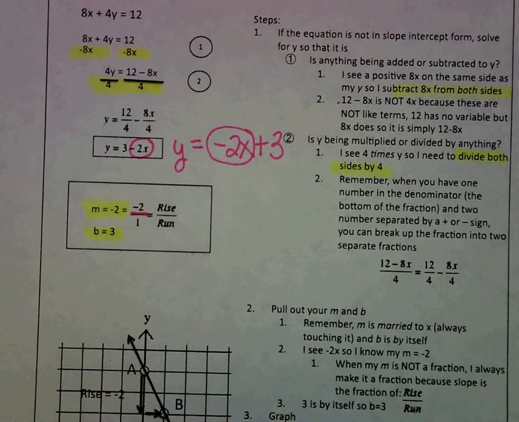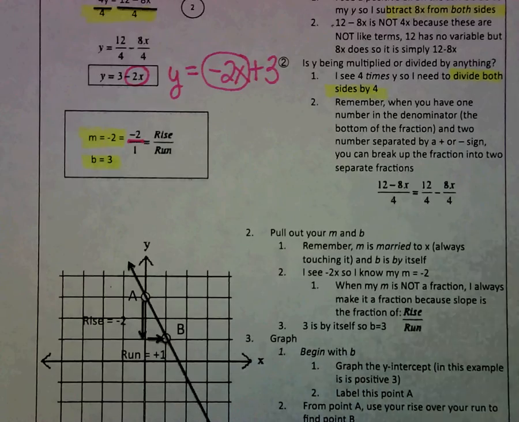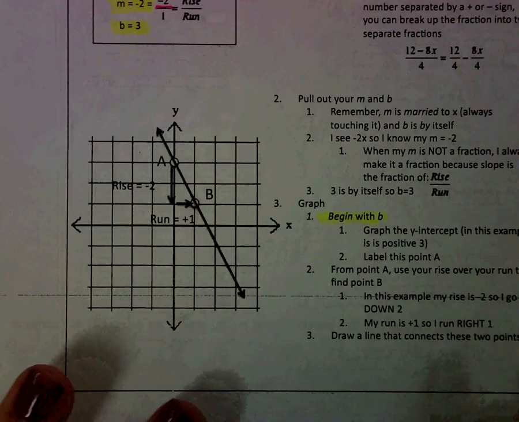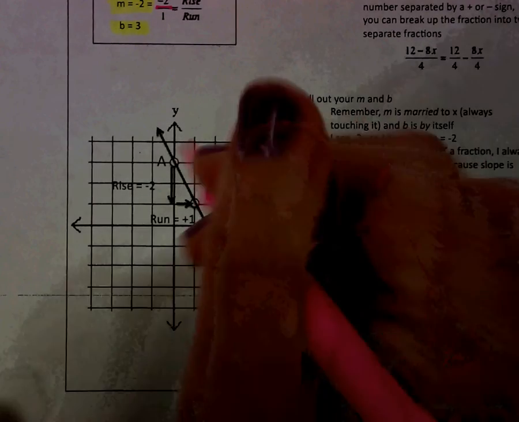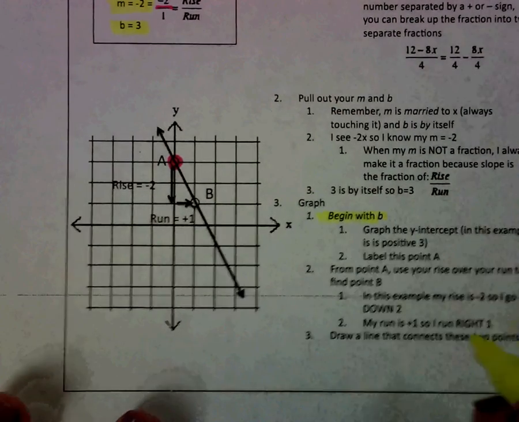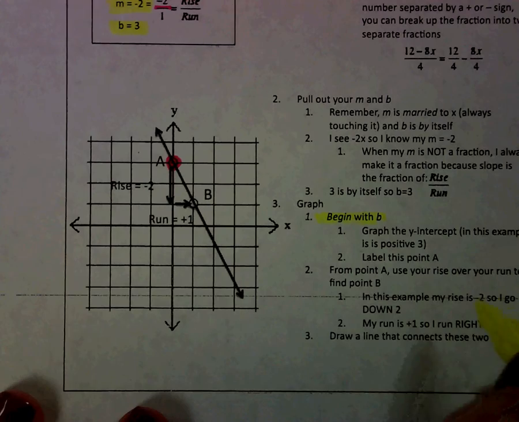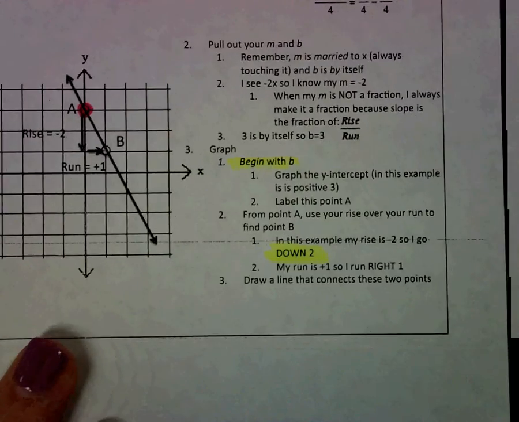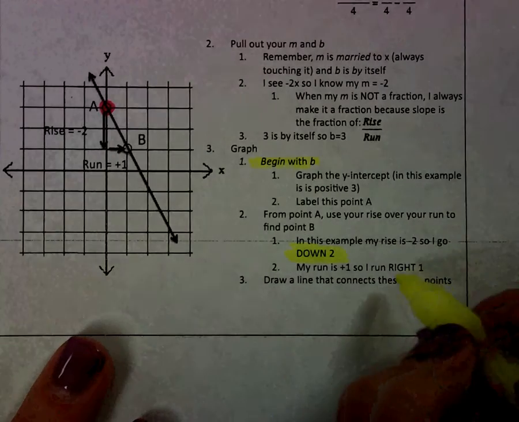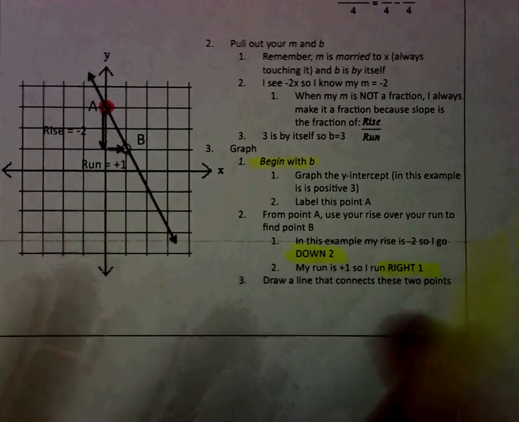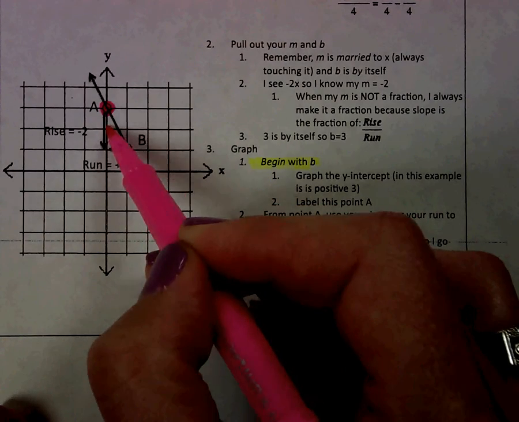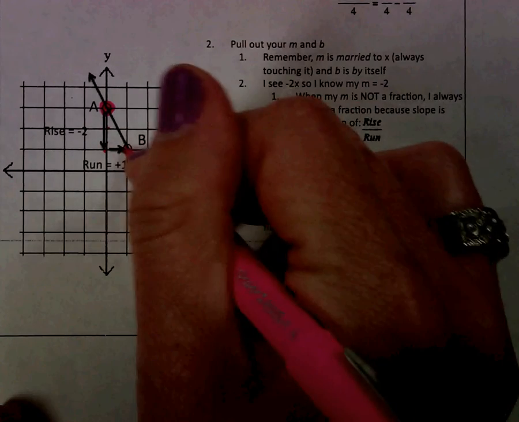Okay, so to graph this, again, we always begin with b. So in this case, our y-intercept was positive 3, so that's my first point. And then our slope was negative 2, or negative 2 over 1. So just like I said, if it's a negative slope, we're going to go down 2 and right 1 in this case. So from my first point, down 2, right 1, and put a point.